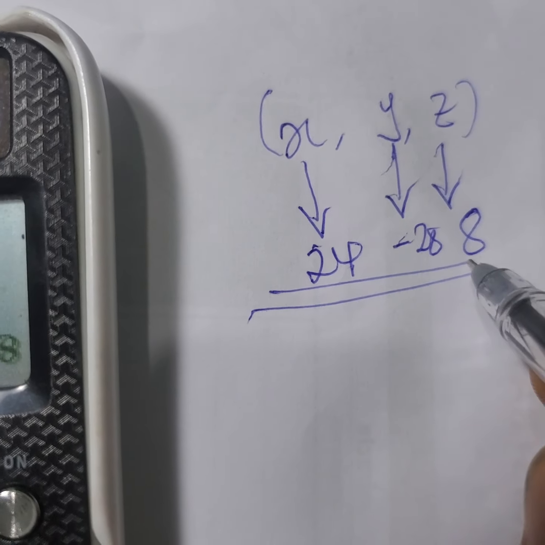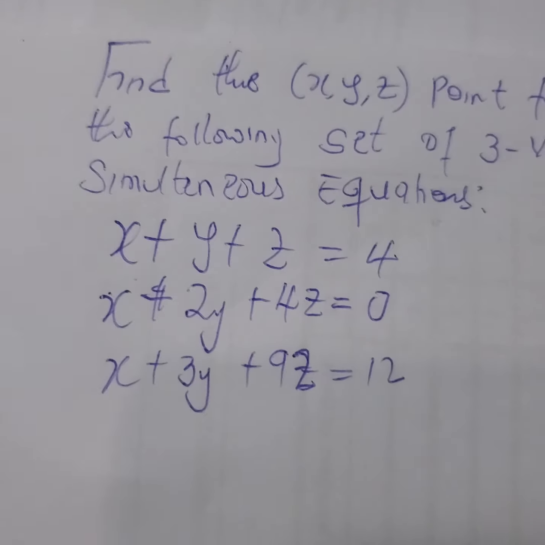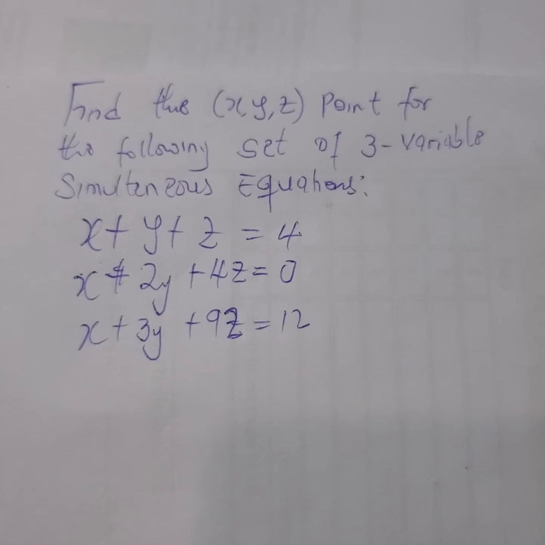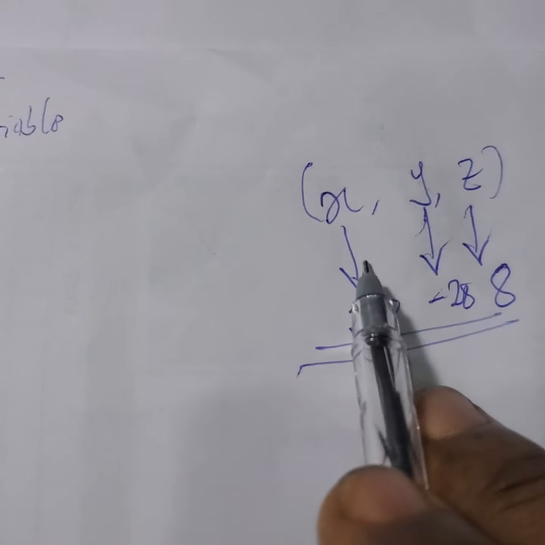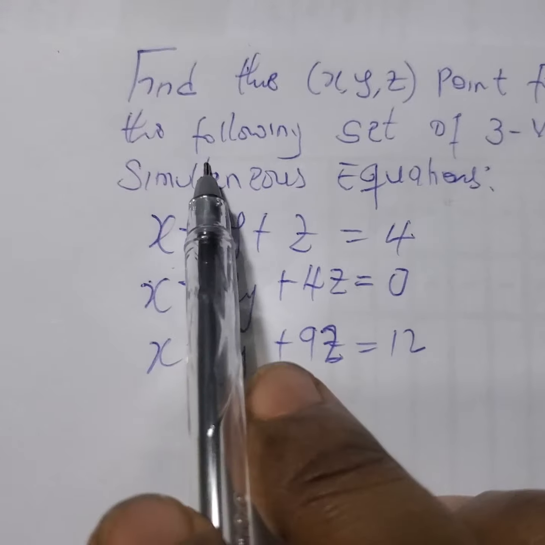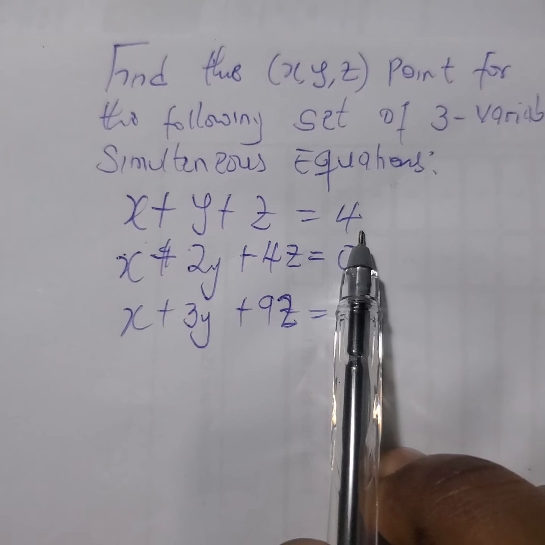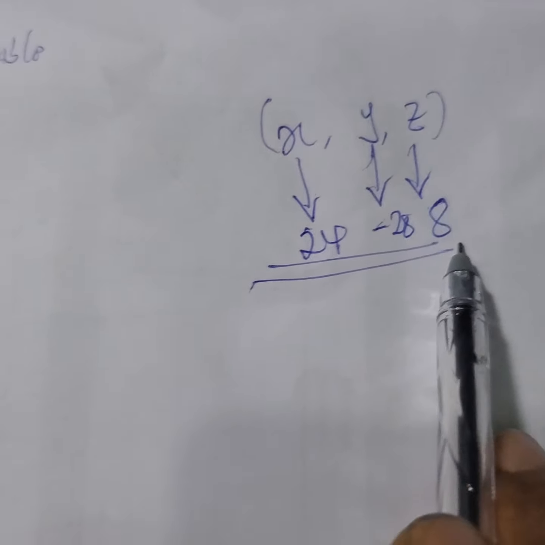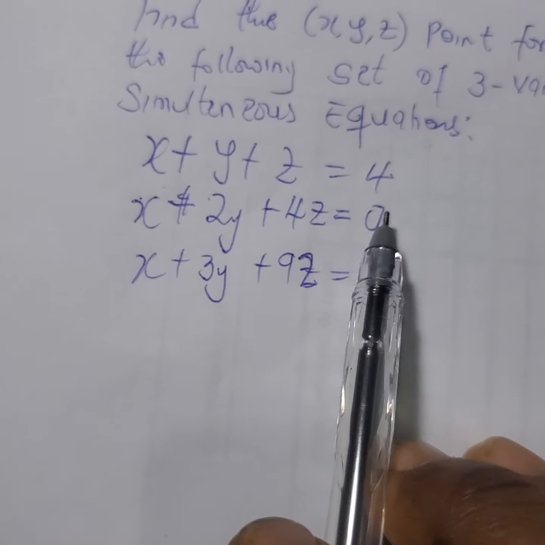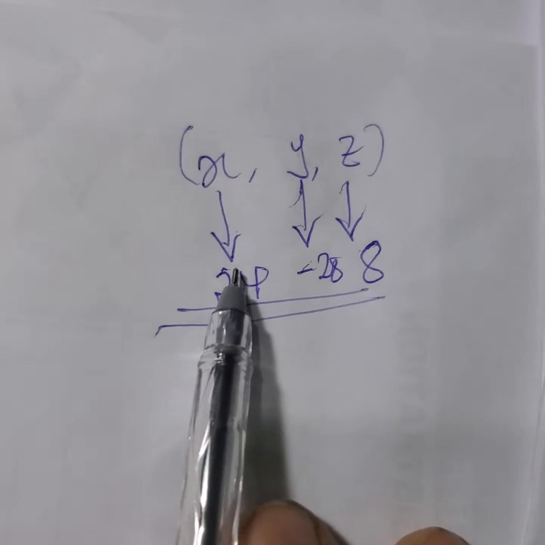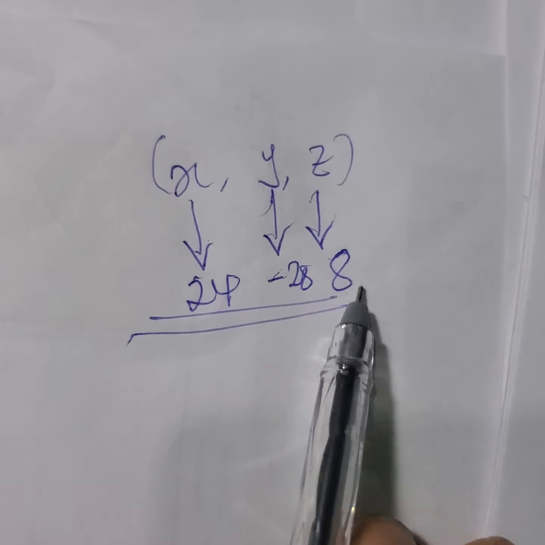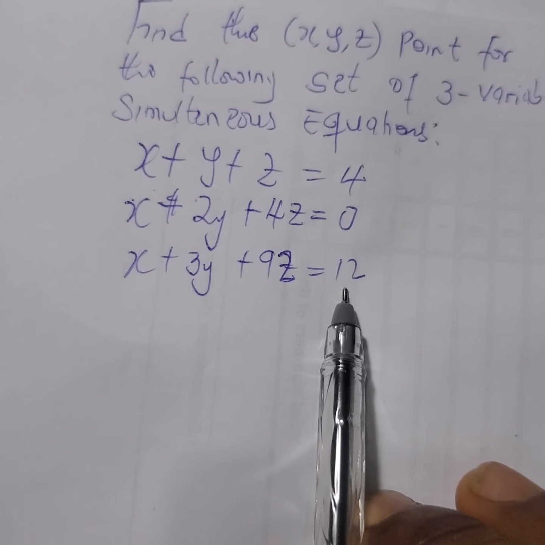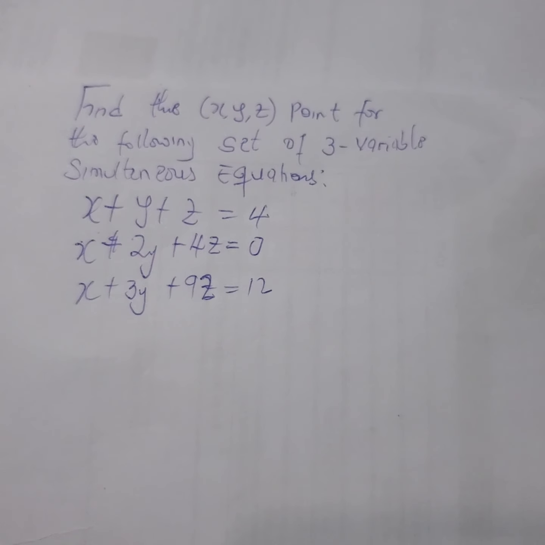So this is the solution to this linear simultaneous equation in 3 variables. That means if you substitute the values of x, y, z into the first equation, your answer should be 4. If you substitute the values of x, y, z in the second equation, the value is going to be 0. If you substitute the values of variables x, y, z in the third equation, your answer should give you 12. That is why it is called simultaneous equation.